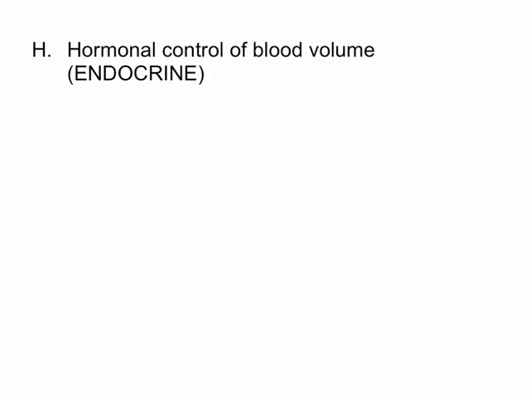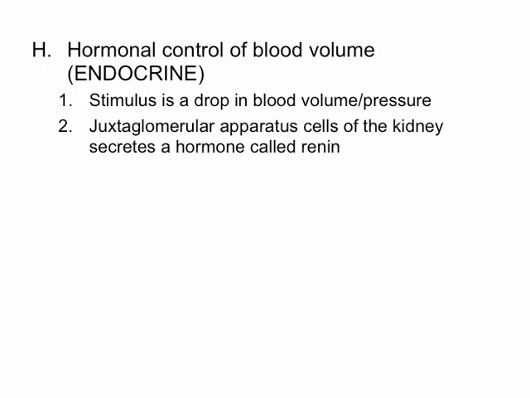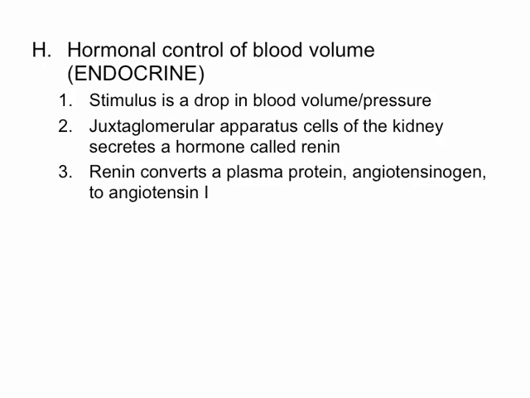There's also some more hormonal control of blood volume. If we have a stimulus that is a drop in blood volume or blood pressure, there are some cells in the kidney called the juxtaglomerular apparatus. They will release a hormone called renin. Renin converts a plasma protein that's inside the blood at all times called angiotensinogen into angiotensin 1.